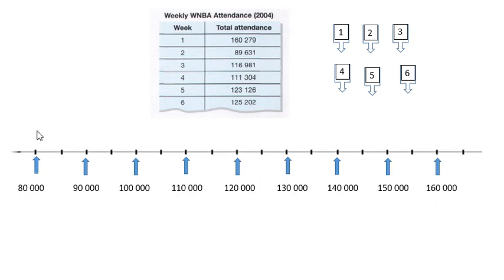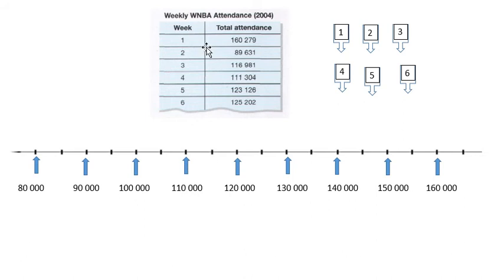So this little hash mark would be 80,000, this one's 90,000, and so on down the line. This hash mark right in the middle would be 85,000, 90,000, 95,000, and so on down the line. I didn't label it, of course, because of constraints.